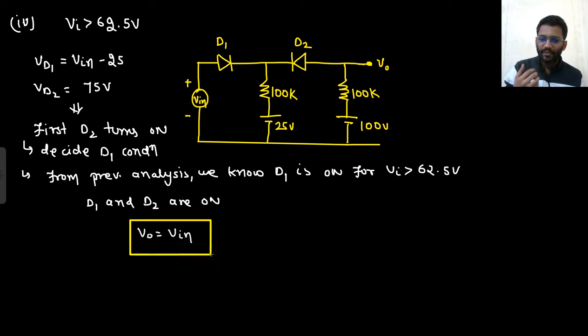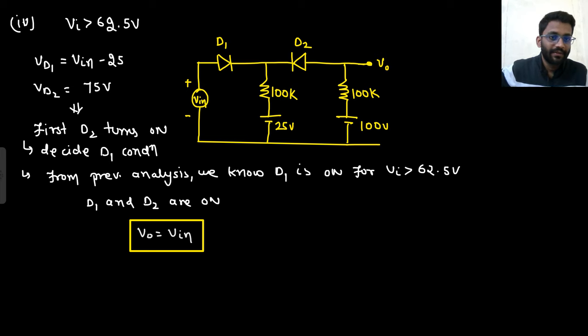Is this analysis correct? What do you think? Am I doing any mistake? Yes, I am doing one mistake. What is that? Now if D1 turns on for Vin greater than 62.5, D2 has a fear. Because if D1 turns on, VD2 changes. First VD2 was independent of Vin. Now if D1 turns on, the potential across D2 changes, right? The potential across D2 becomes open circuit potential, I am saying. So the open circuit potential across D2 becomes Vin minus 100. Are you getting this point?